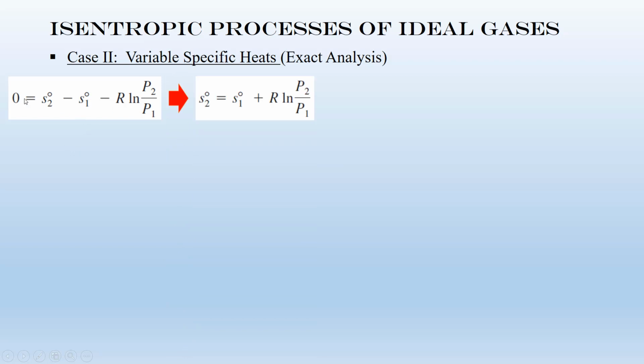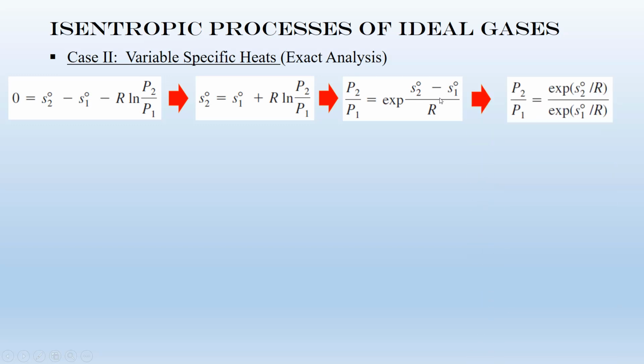Now we can bring S02 to the left side, and then we can just play a little bit with this correlation, and rewrite it in this format. Then we can rewrite the right side into this format. This is the exponential of S02 over... S01 actually over R. Correct? We can write it in this format.